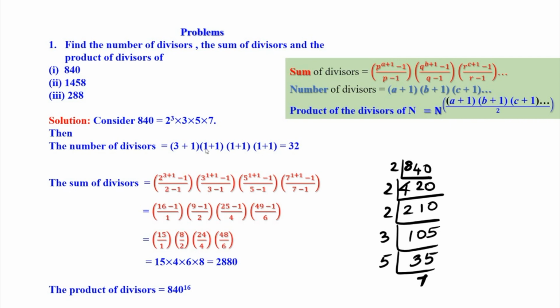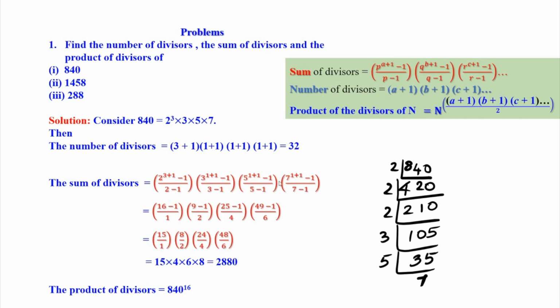Now the sum of divisors, we have the formula for that. Here for 2 cubed, we have (2 to the power 3 plus 1 minus 1) by (2 minus 1), and for 3 power 1, we have (3 power 1 plus 1 minus 1) by (3 minus 1), and in the same way for 5 and 7. When we simplify, we get 15, 4, 6 and 8. That on simplification gives you 2880.